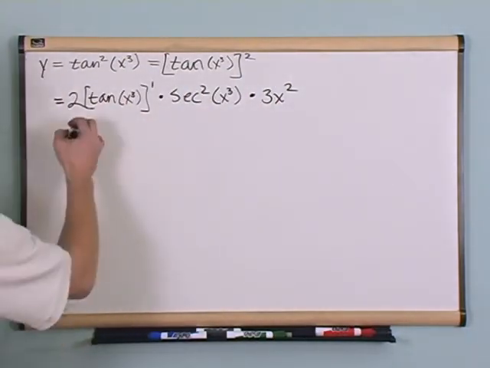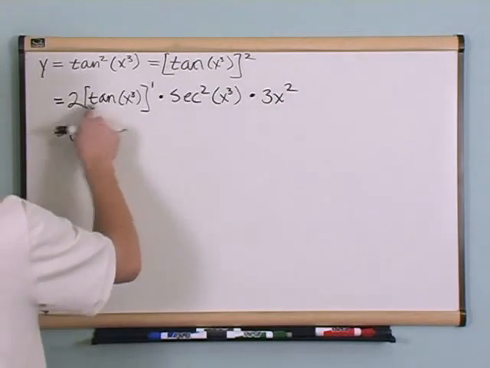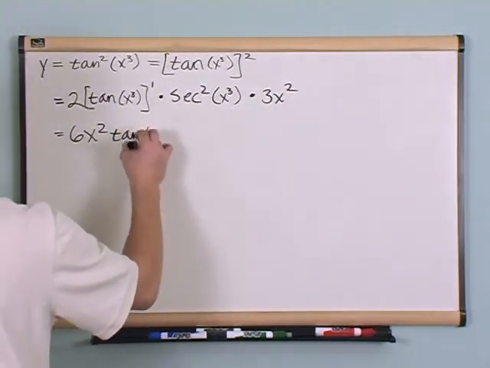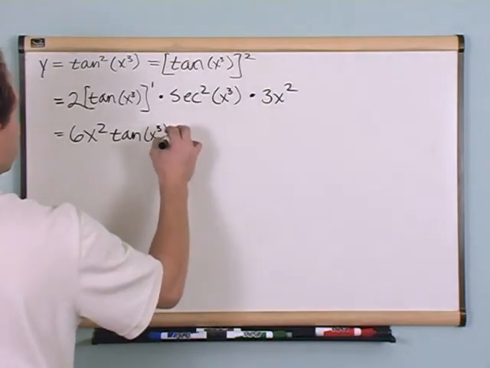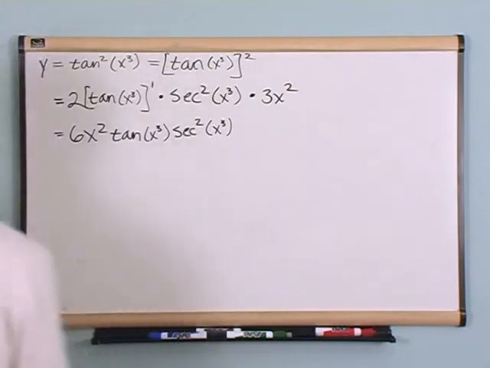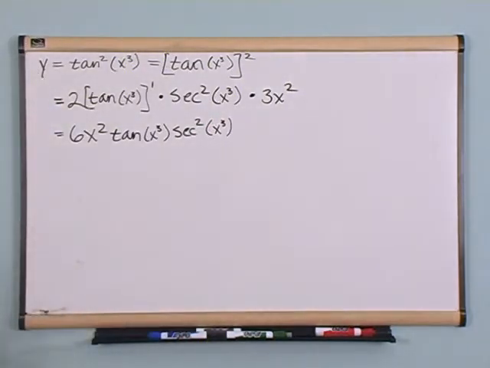So in the end, you're going to have 6x squared, this times this, times tangent of x to the third power times secant squared of x to the third power. And that's going to get you there.